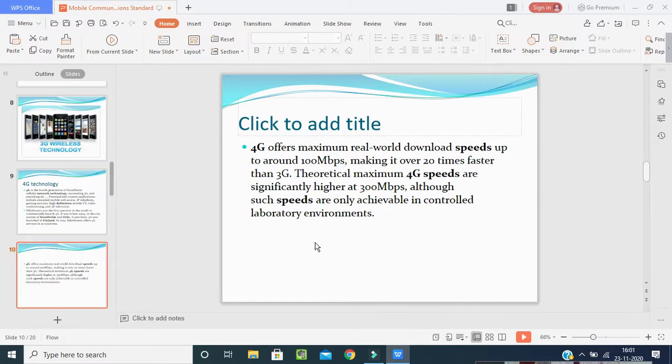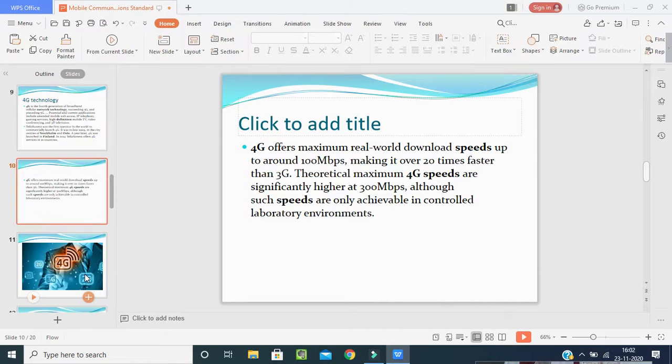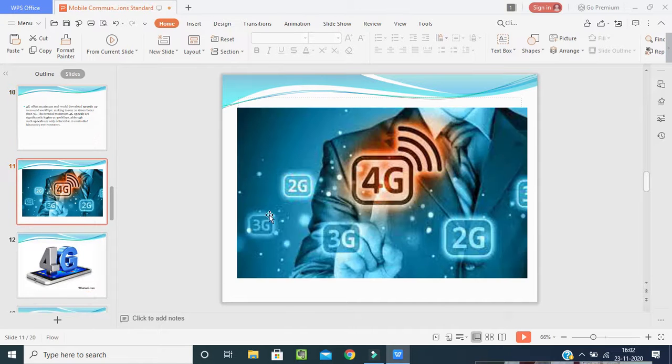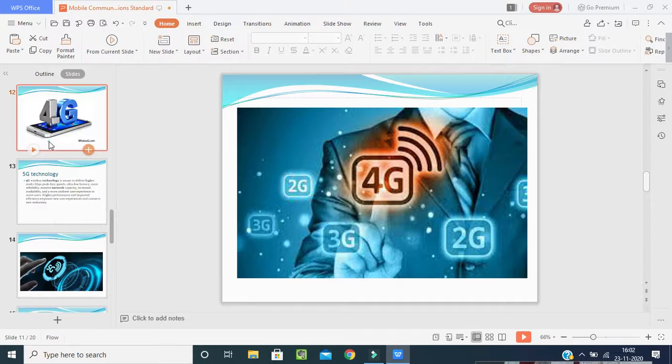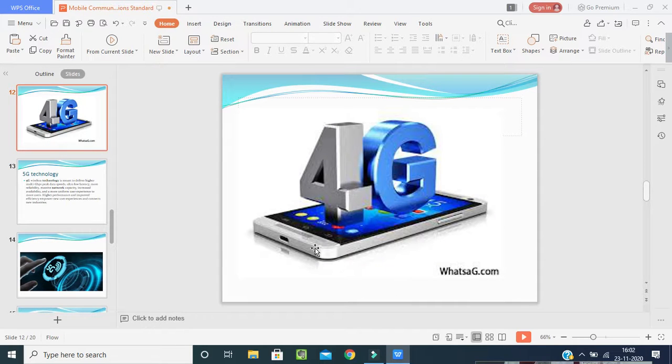But now you are able to identify that with the help of 4G, you are getting the data in a very short span of time. Now, if you see the pictures here, they show how 4G came after 2G and 3G, and how we are getting all these things on the smartphone.